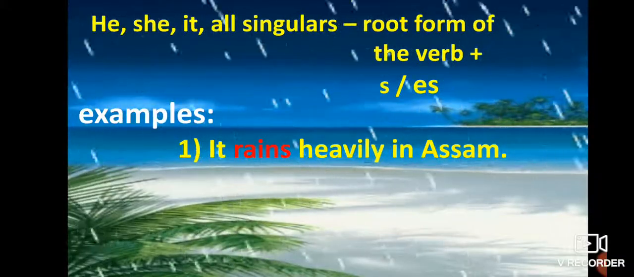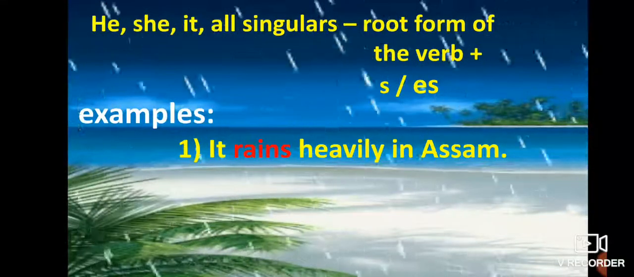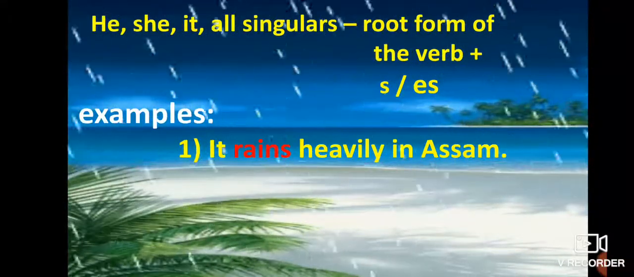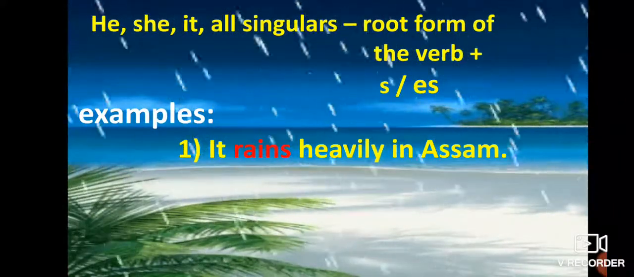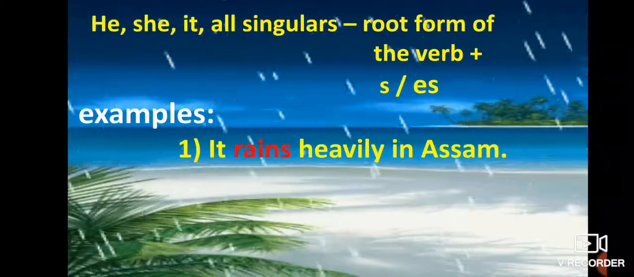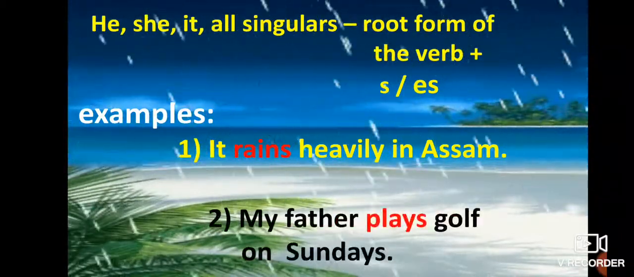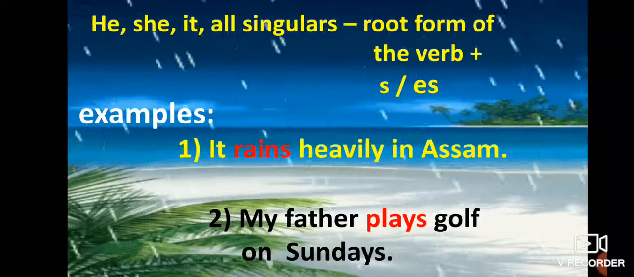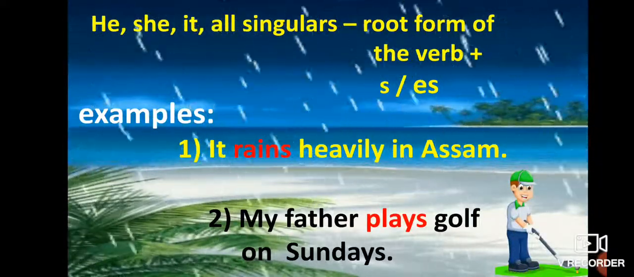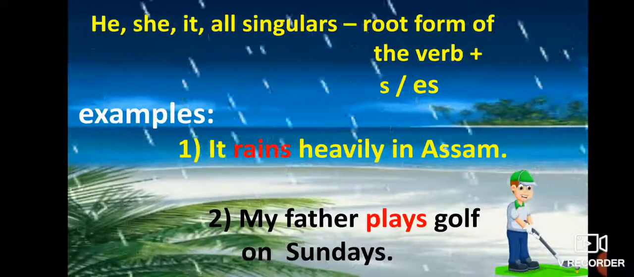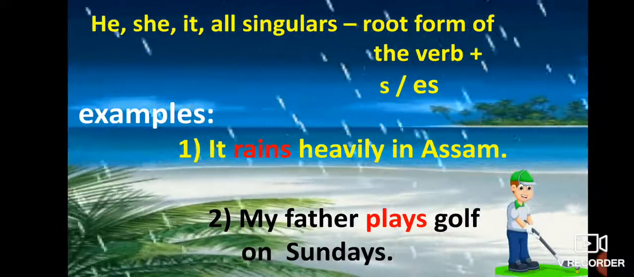It rains heavily in Assam. Here the subject is it. So we are going to add s, and rain becomes rains. My father plays golf on Sundays. Here my father is a singular subject, so we add s to the verb and play becomes plays.